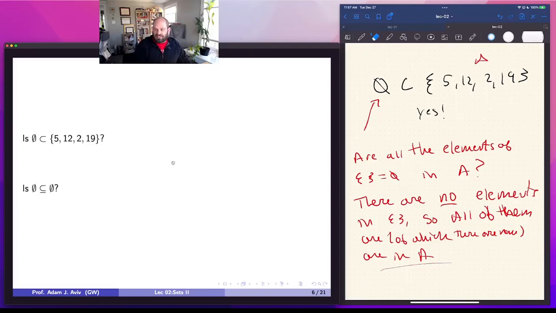Now, this last question is, is the empty set a subset of itself? Yes, for the same argument. Okay. So that was a lot on subsets, and we're going to move on to the next video where we'll talk about intersection and union.